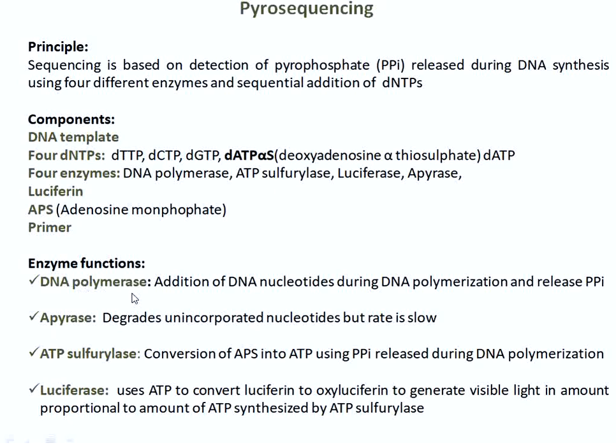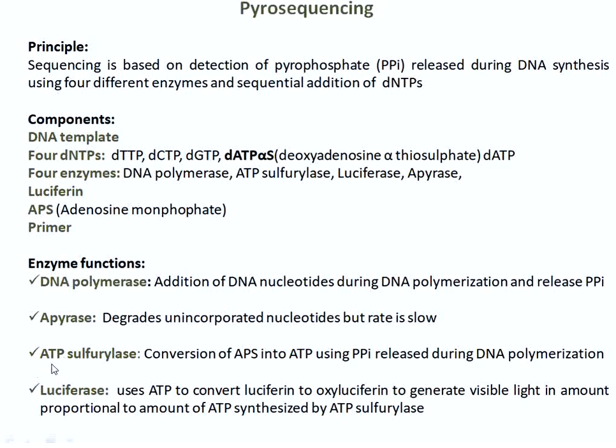The enzyme DNA polymerase is used to add the dNTPs during DNA polymerization, and due to its action, the pyrophosphate gets released whenever dNTPs are added within the DNA sequence. The second enzyme, apyrase, is used to degrade unincorporated nucleotides, but its rate of action is slow compared to the DNA polymerase action, so that sufficient dNTPs that we have added during the PCR reaction should be available for DNA polymerase.